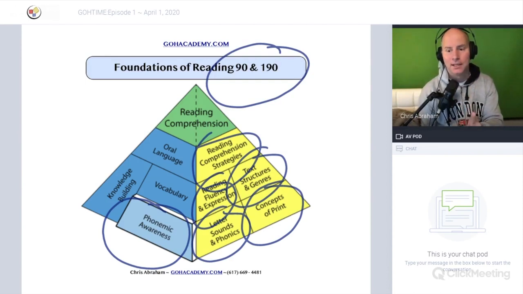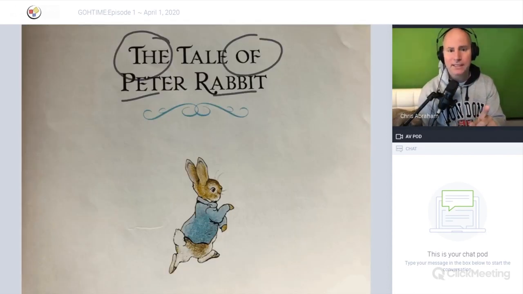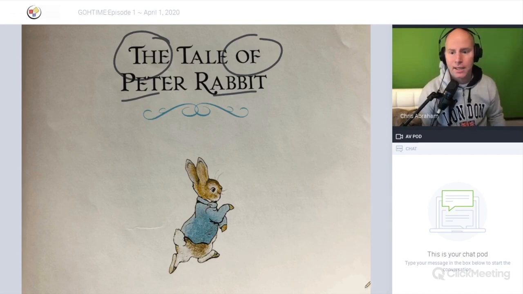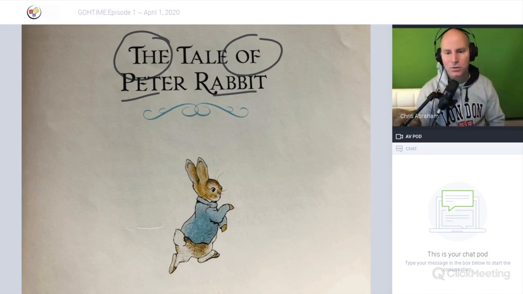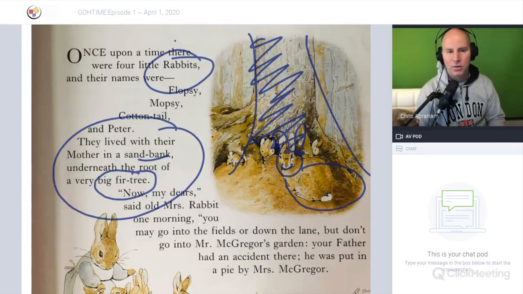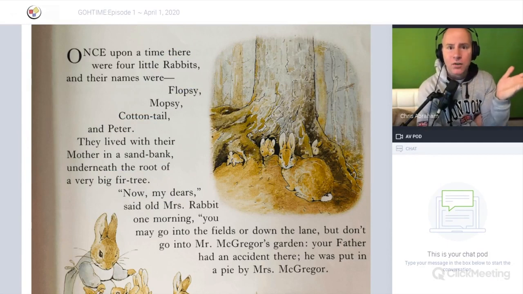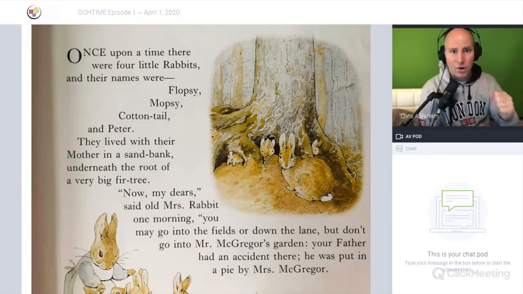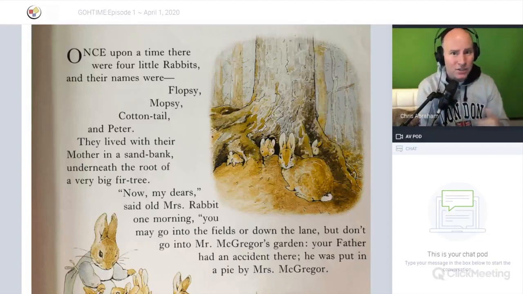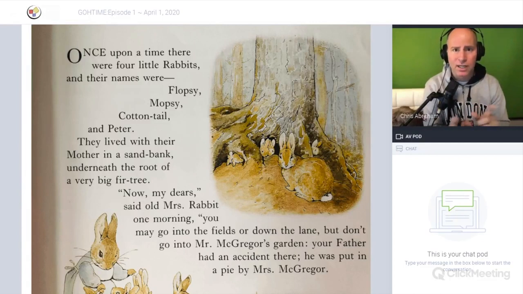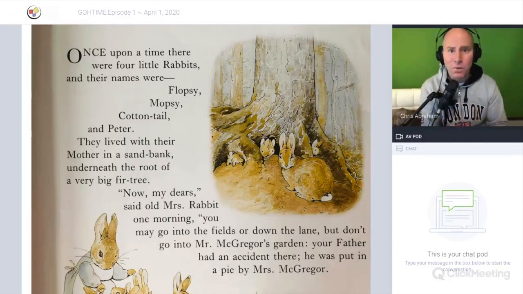But then, can you take a basic text like Peter Rabbit? And within the basic text, can you look at that basic text, and within that text, can you pull out things that might be connected to phonemic awareness activities or aspects of concepts of print or maybe a little phonics going on? Can you think about the text as if a first grader was reading it or a second grader was reading it and think about fluency or gaps in fluency and word identification?